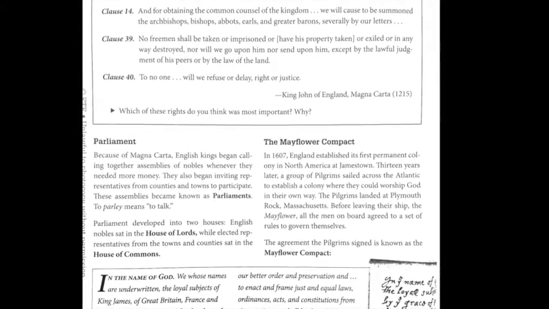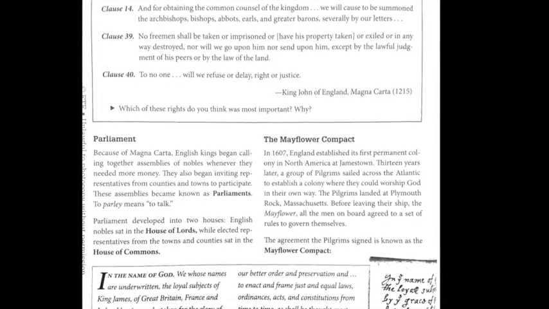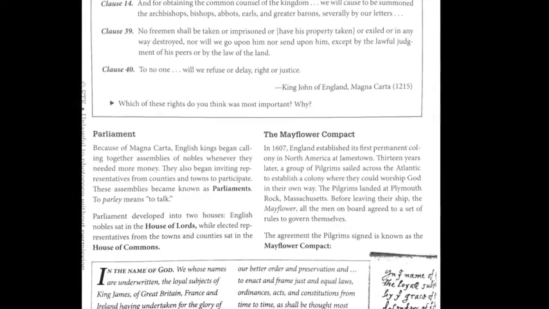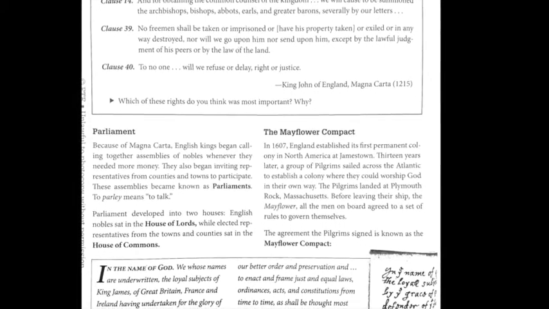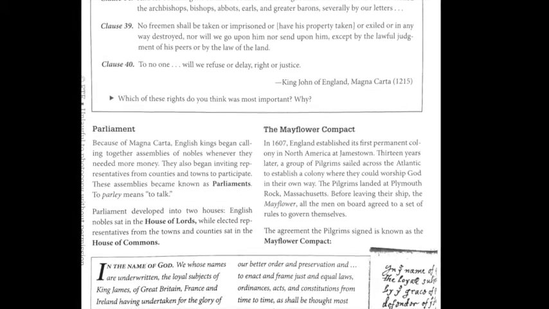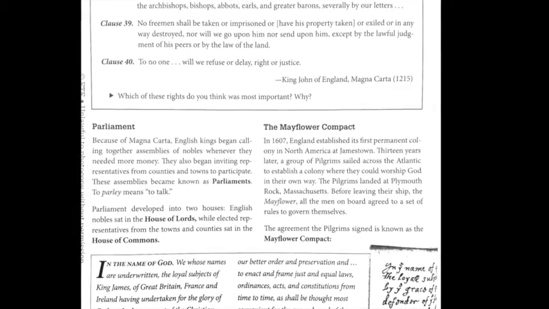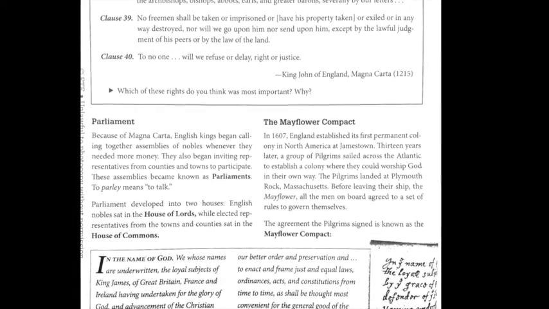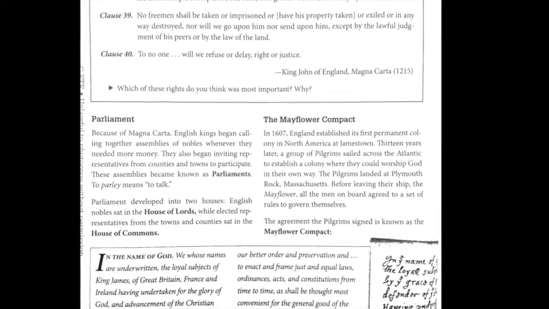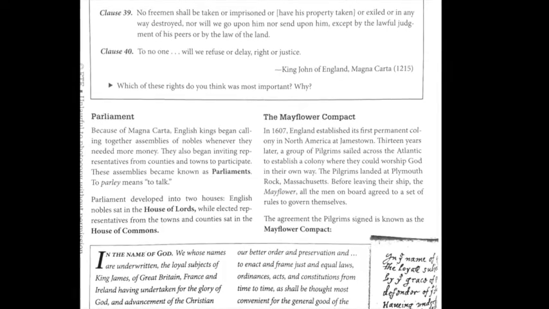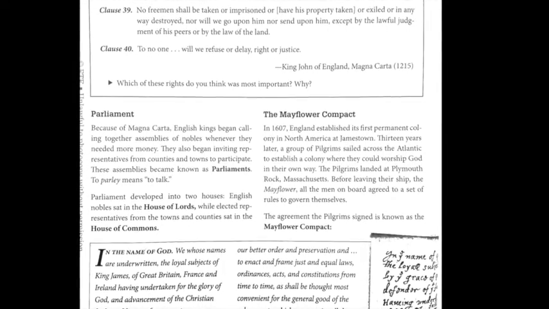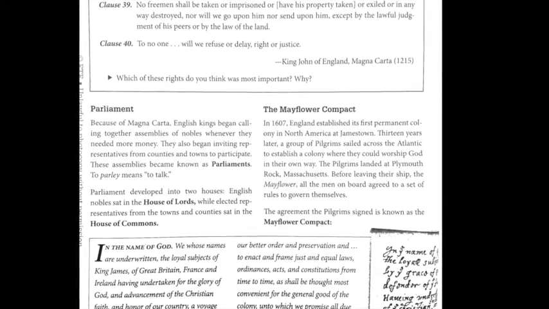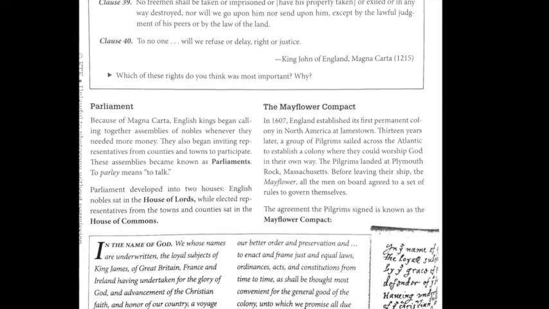The Mayflower Compact. In 1607, England established its first permanent colony in North America at Jamestown. 13 years later, a group of pilgrims sailed across the Atlantic to establish a colony where they could worship God in their own way. The pilgrims landed at Plymouth Rock, Massachusetts. Before leaving their ship, the Mayflower, all the men on board agreed to a set of rules to govern themselves. The agreement the pilgrims signed is known as the Mayflower Compact.